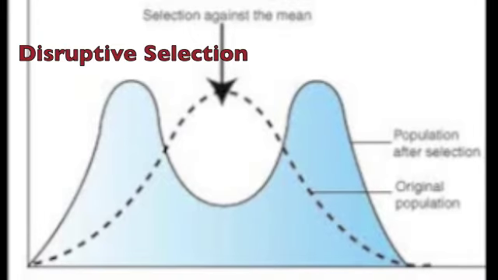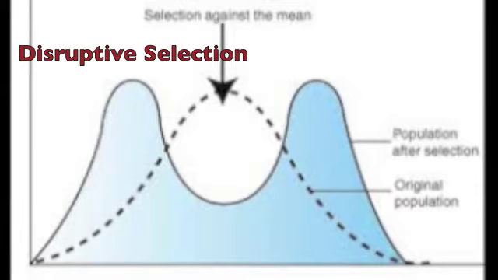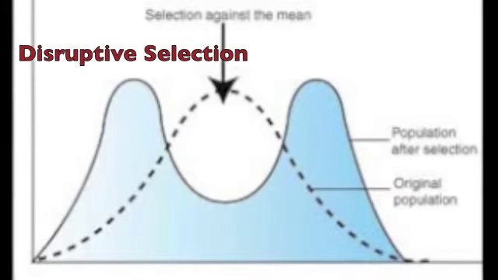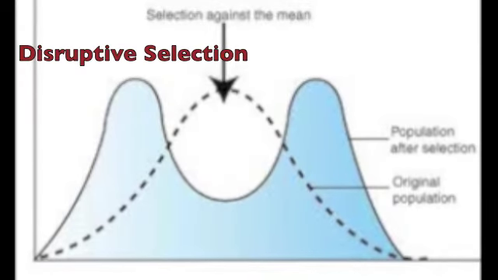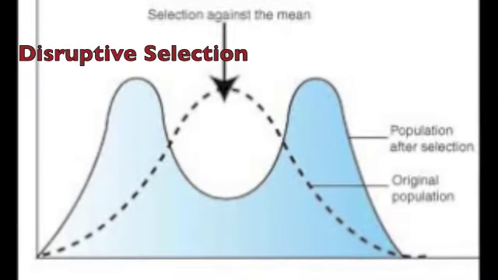Disruptive selection, the last type of selection we're going to discuss, occurs when selection favors the extreme trait values over the intermediate trait values. In this case, the variance increases as the population is divided into 2 distinct groups. Disruptive selection plays an important role in speciation.